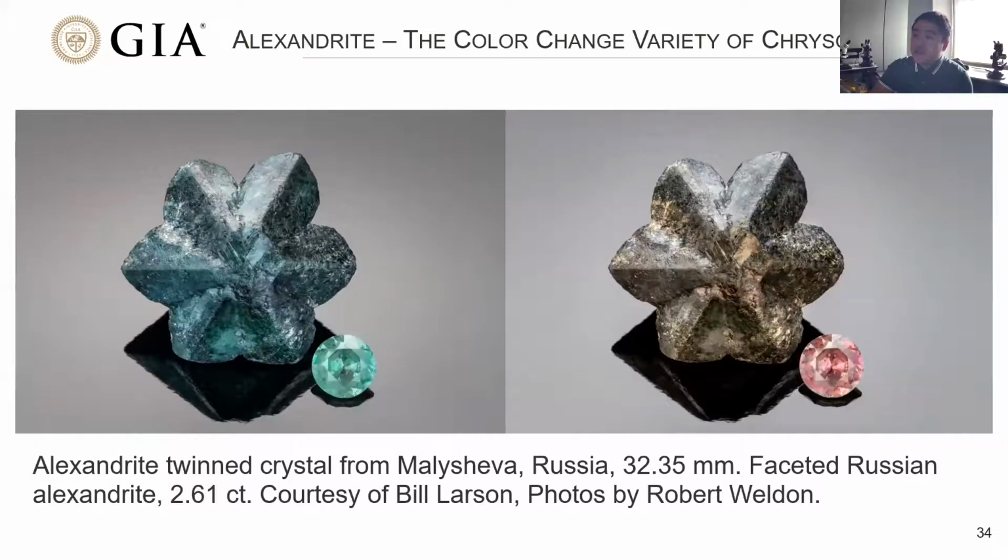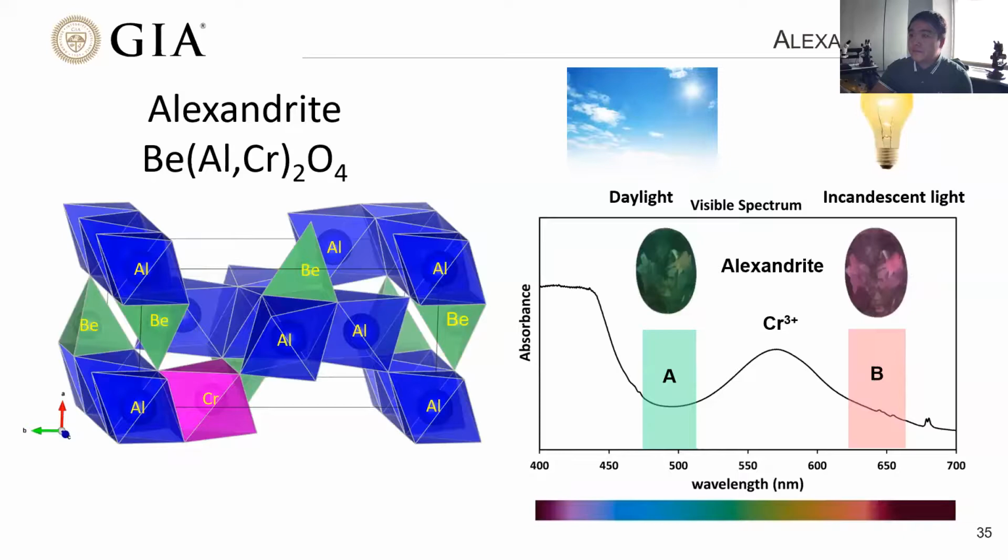The next gemstone I'm going to talk about is alexandrite. The most desirable alexandrites exhibit a lush green to greenish blue color in daylight and a warm, bright reddish shade in incandescent light. In crystal beryl, aluminum and beryllium occupy octahedral and tetrahedral sites in the crystal structure respectively. Chromium 3+ substitutes for aluminum 3+ in the octahedral sites to cause the color change phenomenon in alexandrite.